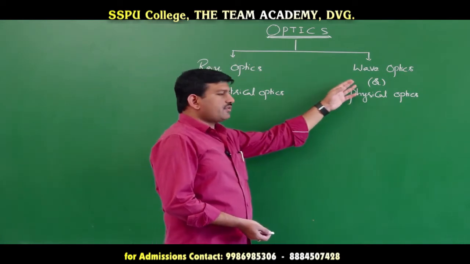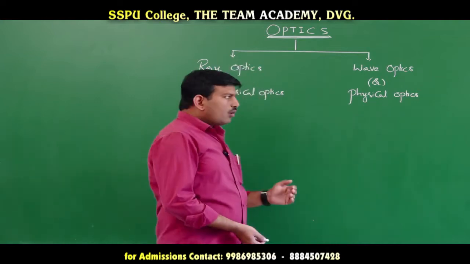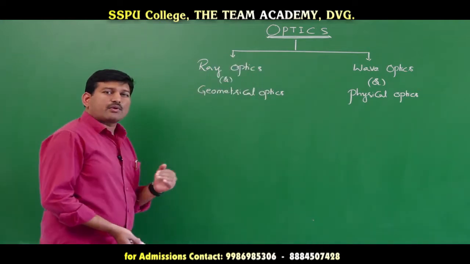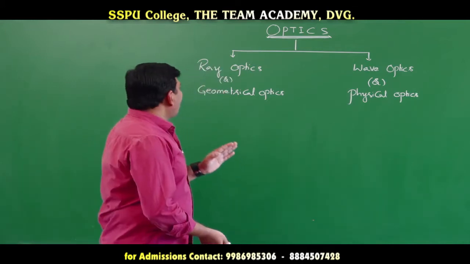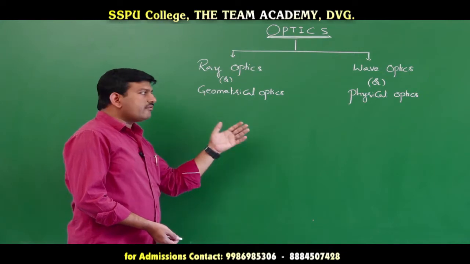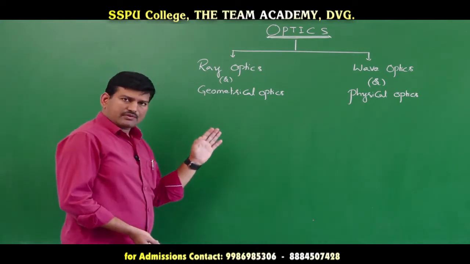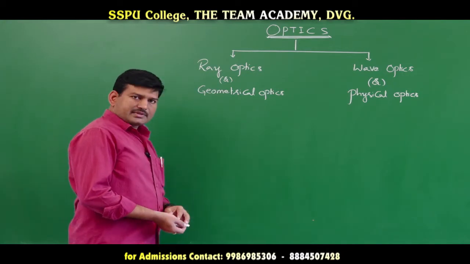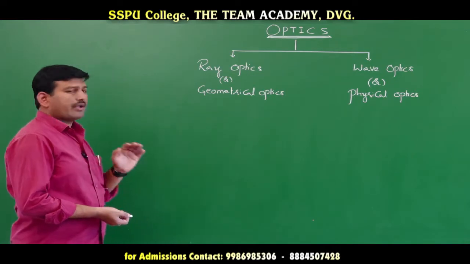Whereas in wave optics we are treating light in the form of a wave. When to consider ray optics and when to consider wave optics we will discuss later on. When we have to treat light as a ray and when as a wave is an important thing that we have to study in this chapter. And first we are concentrating only on ray optics, not on wave optics.